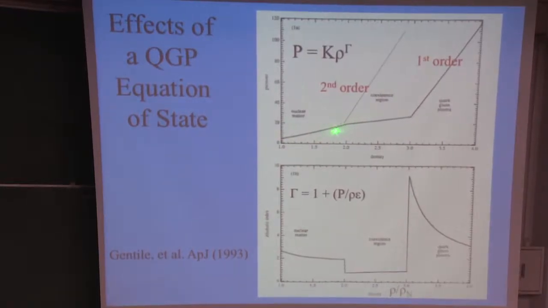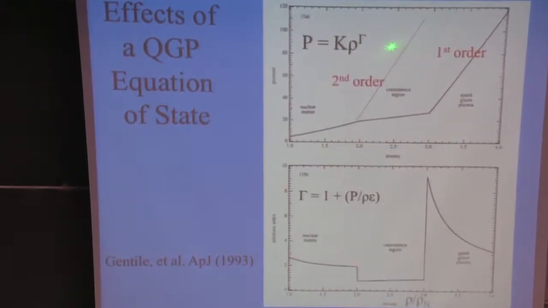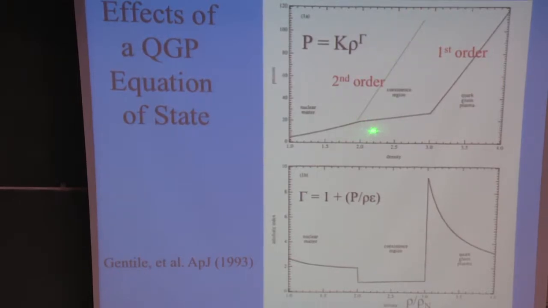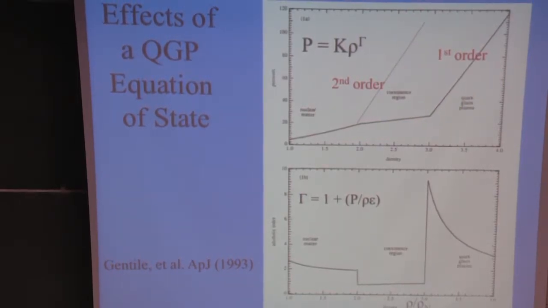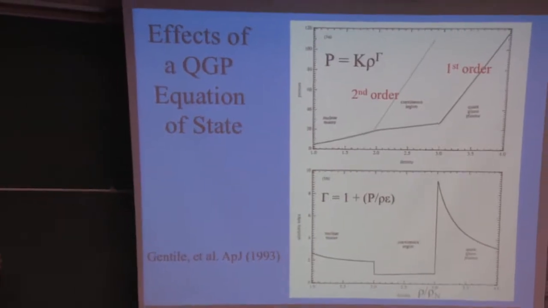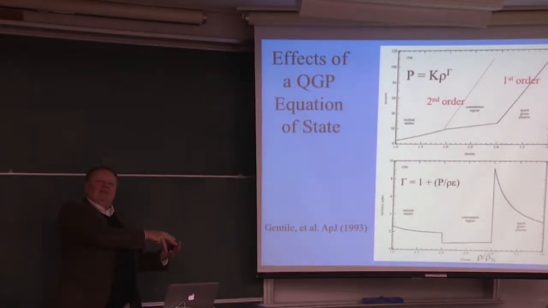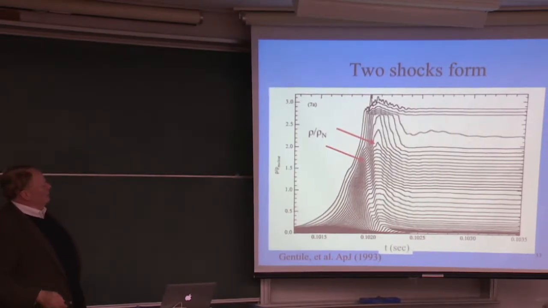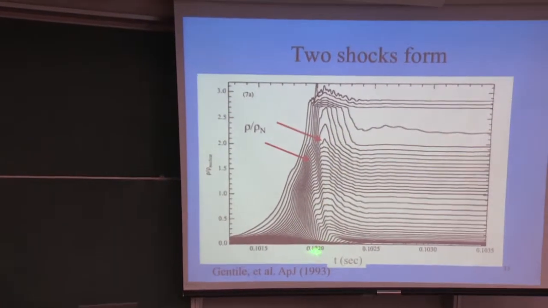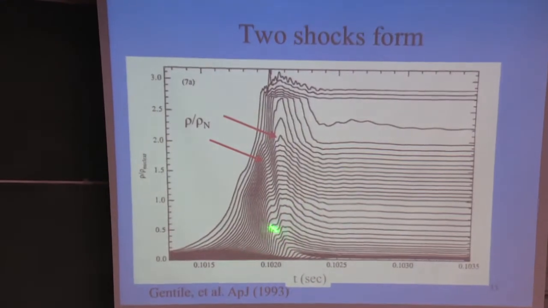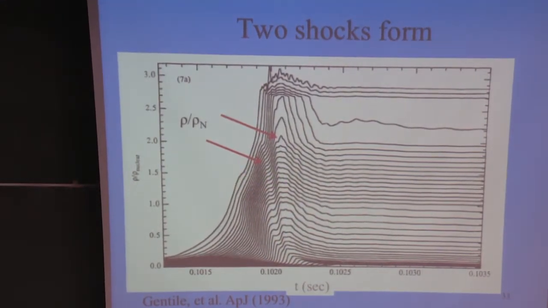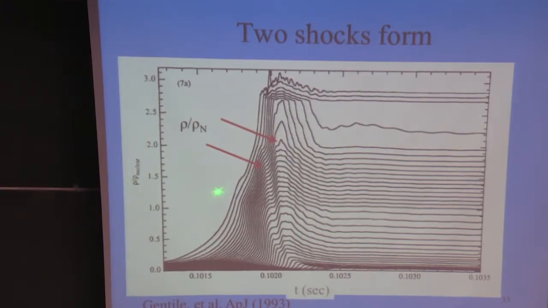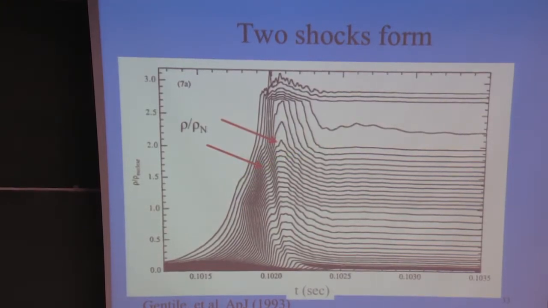So a second order transition, the star gets very stiff right away. The pressure response is high. But in a first order, it actually loses its pressure response and goes into a second collapse to form a quark matter kind of star. And what we showed way back then is you get two shocks going out, but they were separated by a very slight difference when we did the calculation, but we didn't do the neutrino transport right.